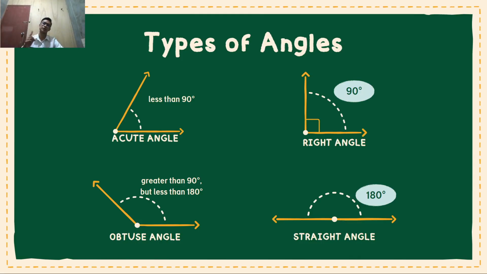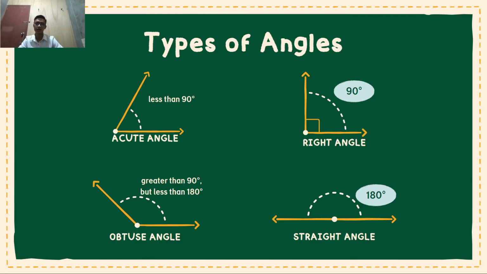Please do remember that an acute angle is less than 90 degrees, whether it be 1 degree, 2 degrees, 3 degrees, and so on and so forth. Secondly, we have the right angle. The right angle is exactly 90 degrees. Hindi na sobra pa at hindi na kukulang. By definition, an acute angle is less than 90 degrees, while the right angle is exactly 90 degrees.